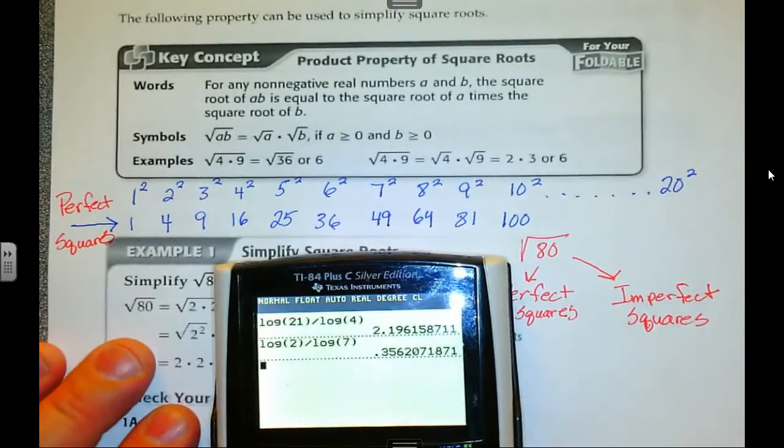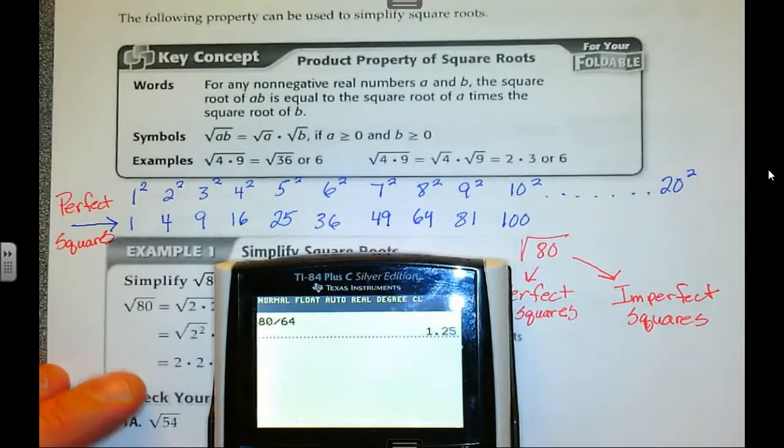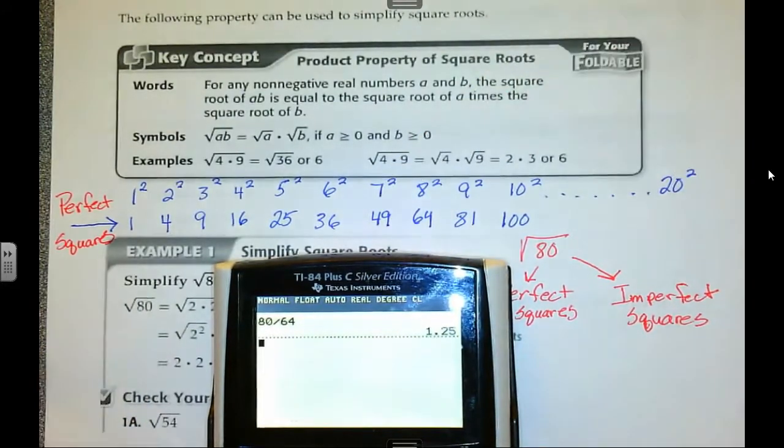Take your calculators, and I'm going to take 80 and divide it by 64, and if it comes out a whole number, I know that 64 is a perfect square. Hit enter, I get a decimal. I know 64 is not a factor of 80. So I'm going to go down to the next one, 49. So I'm going to take 80 divided by 49. I got another decimal. 49 is not a factor of 80.